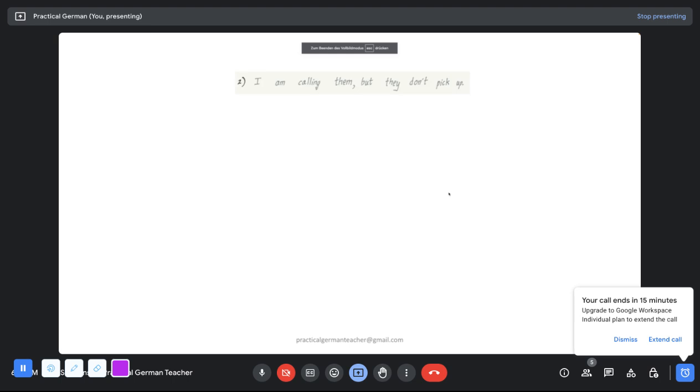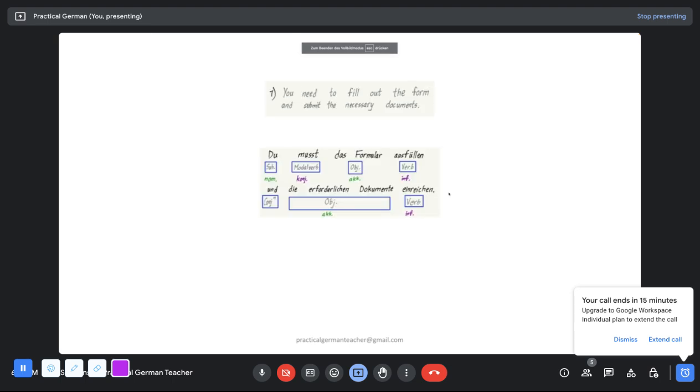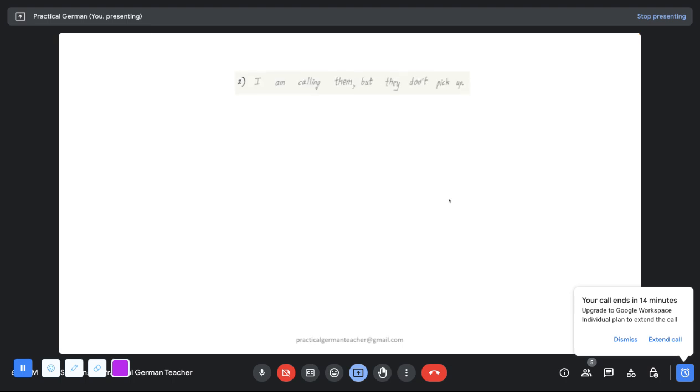So this one again, let's go back. "Du musst das Formular ausfüllen und die erforderlichen Dokumente einreichen." Plural, doesn't matter whether accusative or dative: the moment you see plural dative, go with the ending n. Next one, please.